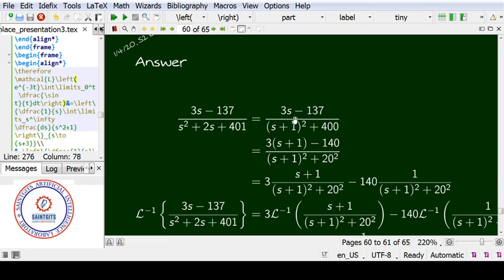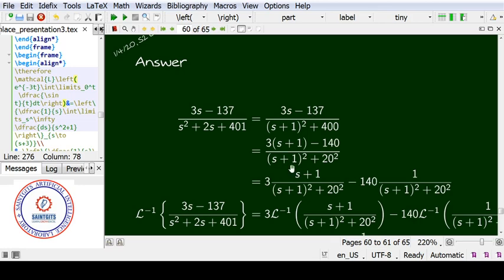The denominator is in terms of s plus 1, so we have to make the numerator in terms of s plus 1. Then only we can apply the shifting theorem. So s plus 1 square plus 400. Instead of this s, I take s plus 1. So 3s plus 3. Here we have 137. To balance it, you have to write minus 140. We look back: minus 140 plus 3 is minus 137. Okay, we got the correct thing.